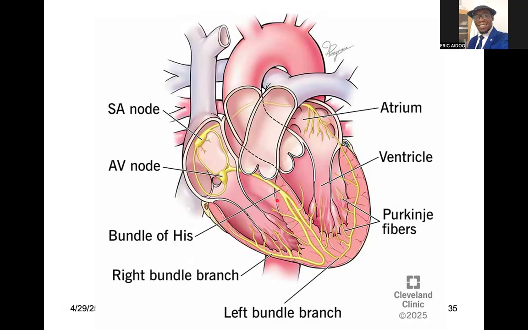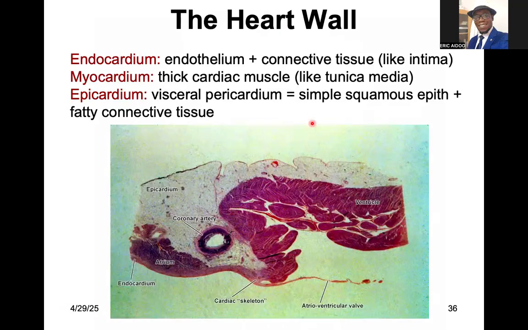Then obviously, you have the pulmonary artery, then the pulmonary veins. So in the heart wall, what do we see? A section through the heart wall will show three main layers, from within outwards. You have the endocardium. So the endocardium is made up of endothelium and connective tissue, just like the tunica intima we saw in the blood vessel.